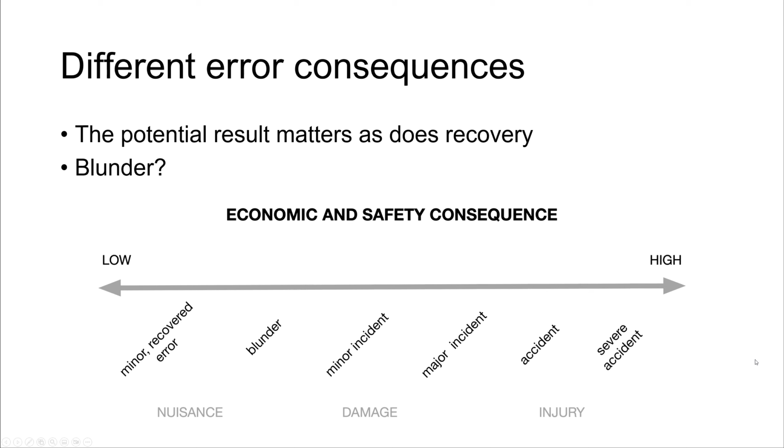Then we also have different error consequences. So if the potential result matters, so does recovery. So do we look at this as, what determines a blunder? We have minor recovered errors, blunder, which I still love that they use blunder in this and want a better definition. Minor incident, major incident, accident, severe accident, because the consequence was high.